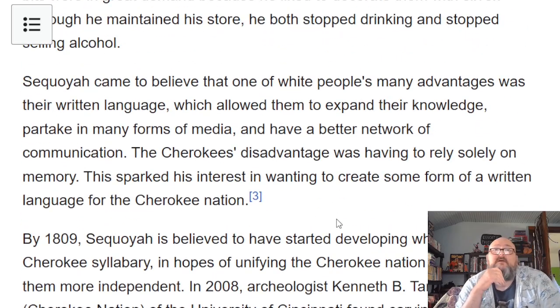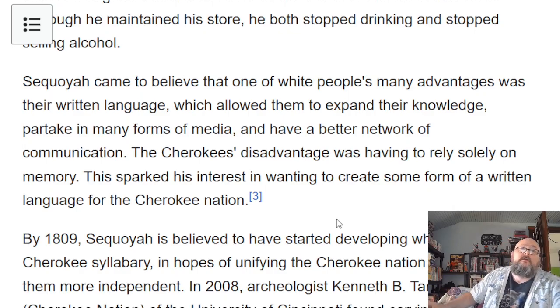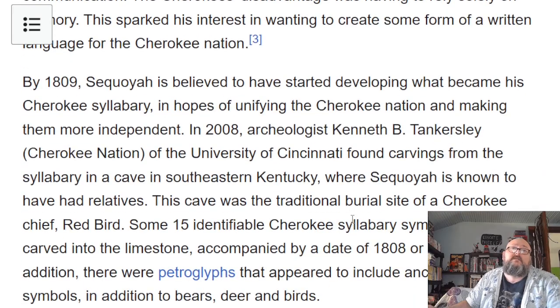He came to believe that one of the white people's many advantages was the written language, and it sparked his interest to create the Cherokee written language.